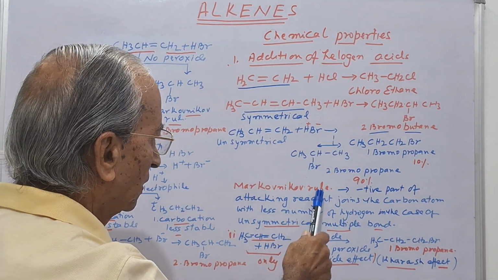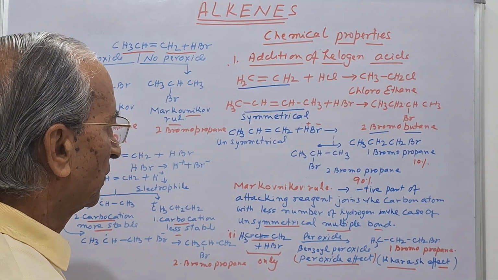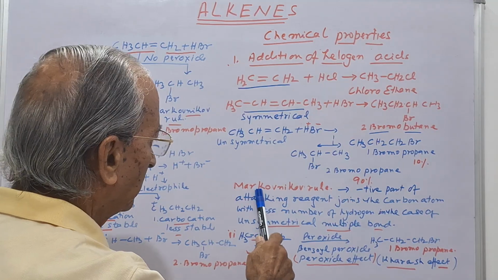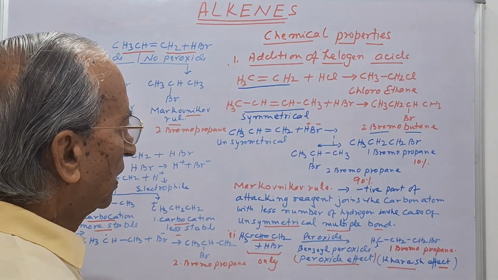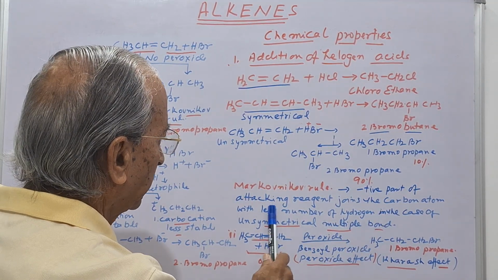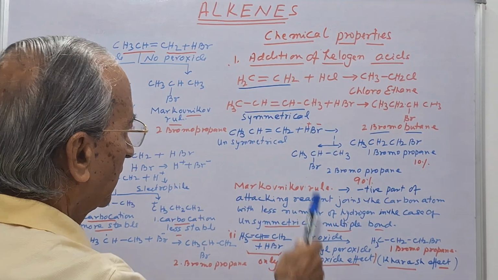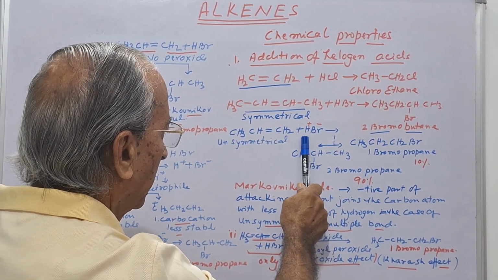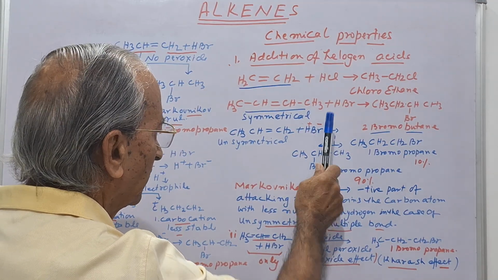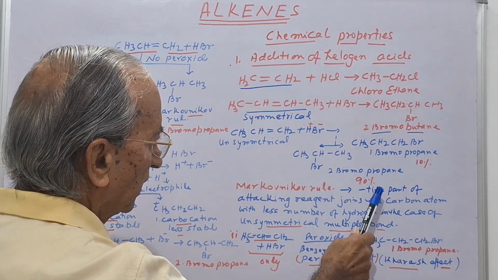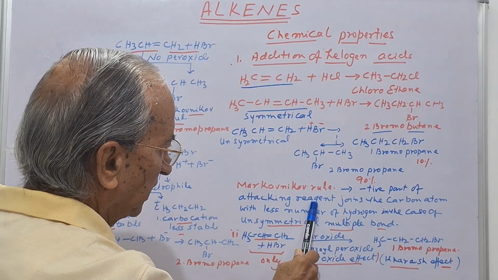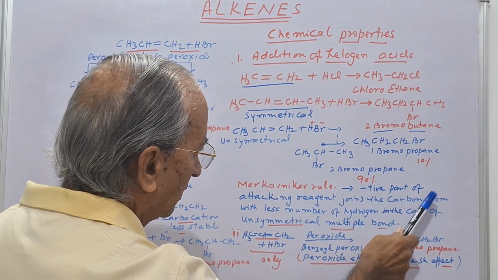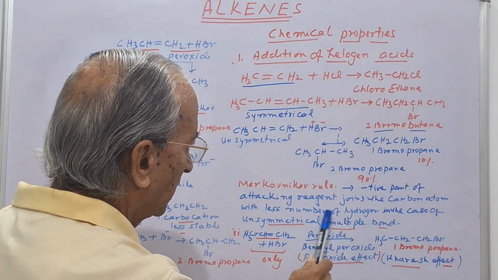Markovnikov gave a rule. As per the Markovnikov rule, the negative part of the attacking reagent, here the attacking reagent is HBr, hydrogen is positive and bromine is negative, the negative part of the attacking reagent joins the carbon atom with less number of hydrogen atoms.